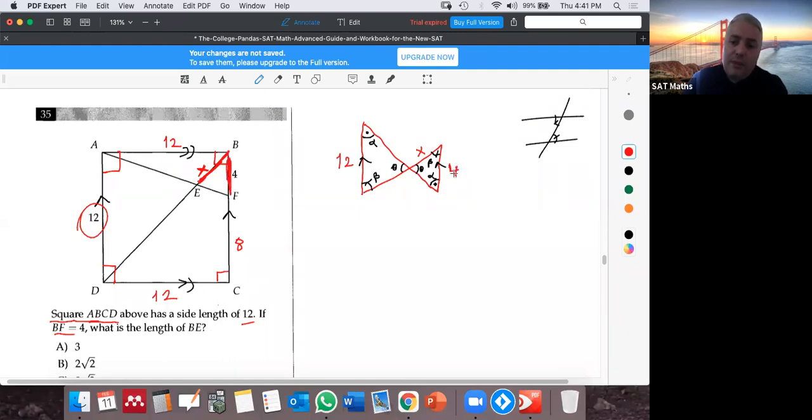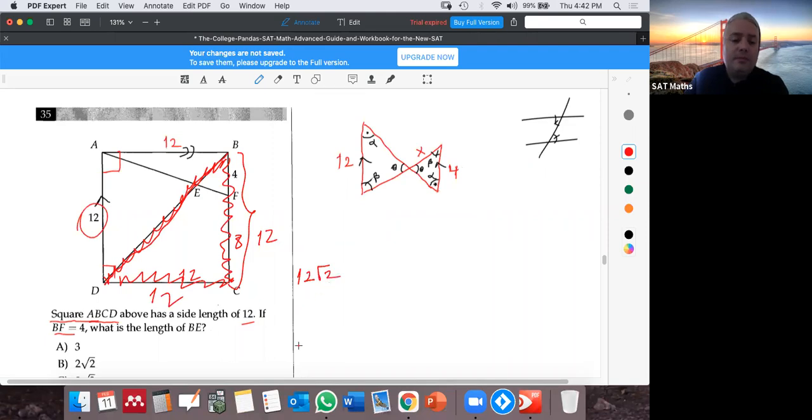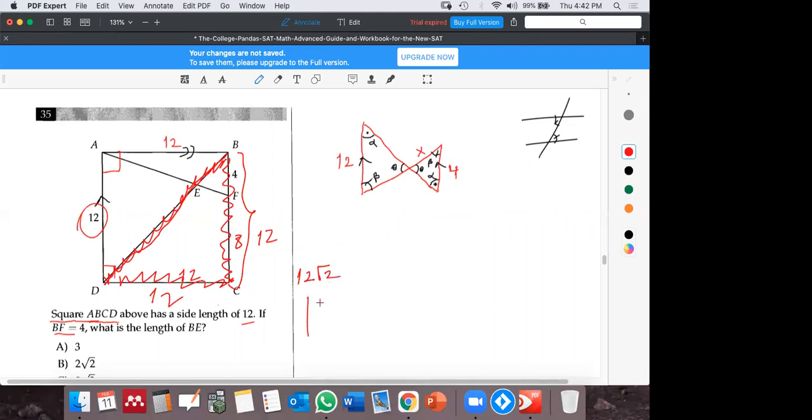And then what I know, this small part is 4, so this is now 4. And one question, my dear students. When you look at here, this triangle, can we find all the side lengths? Actually, this is 12. This is also 12. So this is directly 12 root 2. Am I right?